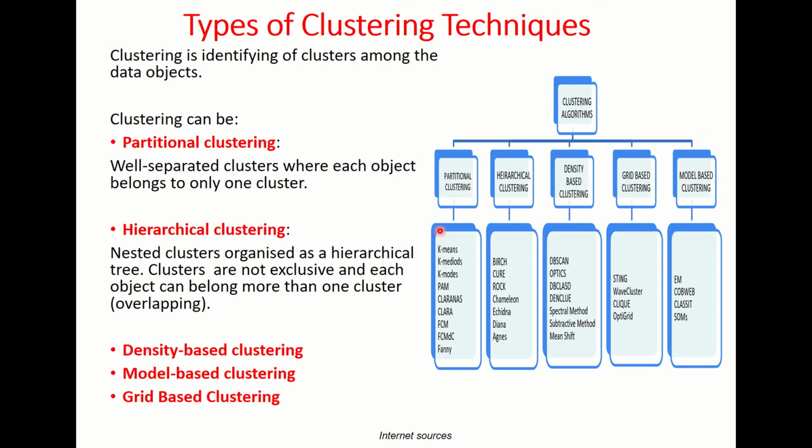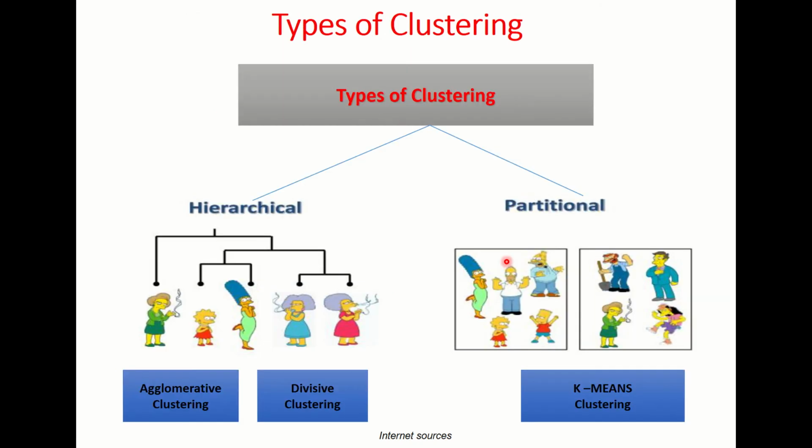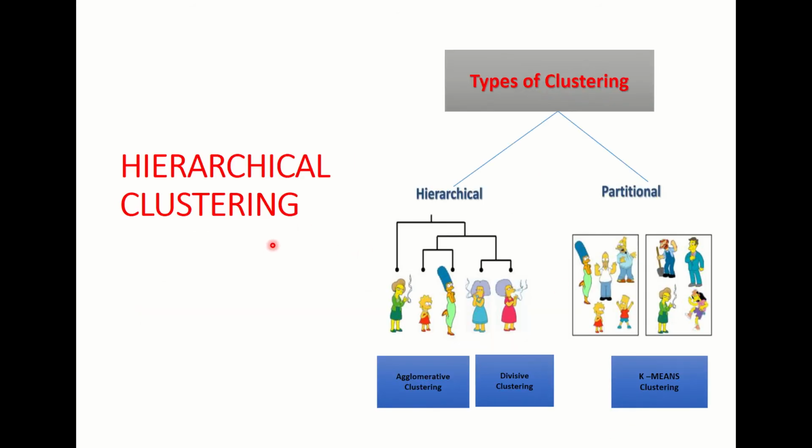But we will be looking mainly at partitional clustering and a bit of hierarchical clustering, and in the lab we will see density based clustering. So the types we are looking at are hierarchical clustering and partitional clustering. In hierarchical clustering, we need to know a little more about agglomerative clustering and divisive clustering. In partitional clustering, there are many different clusterings, but we will mainly see K-means clustering in detail. So let's move on to hierarchical clustering.